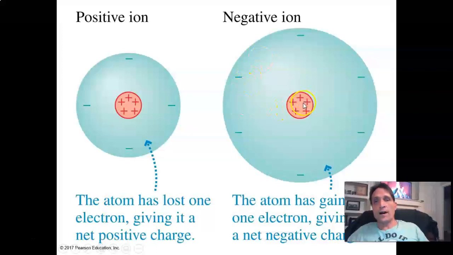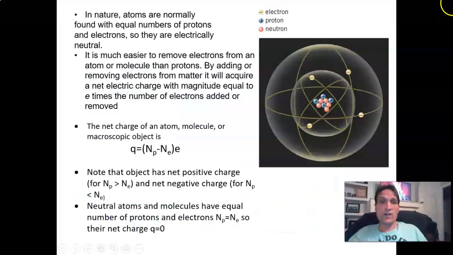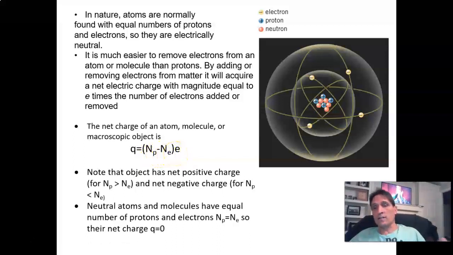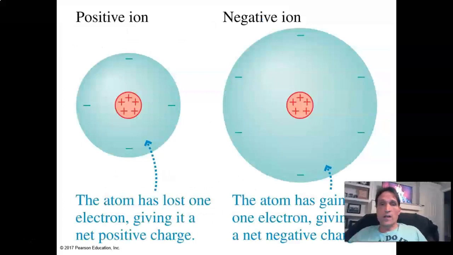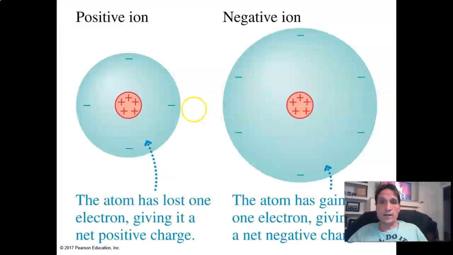So now it has 5 protons and 6 electrons, so it's acquired a negative charge, and the net charge is 5 minus 6, which is negative 1 times e, or negative 1.6 times 10 to the negative 19 coulombs. And so this is a negatively charged ion, okay? And the atom on the left here is a positively charged ion.